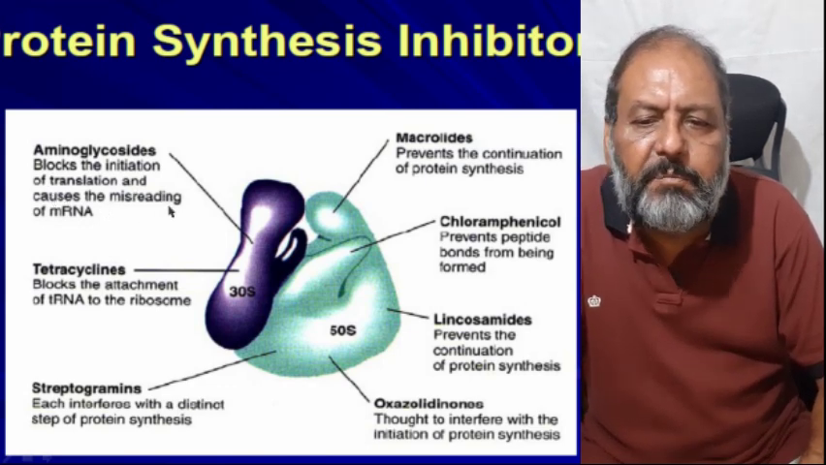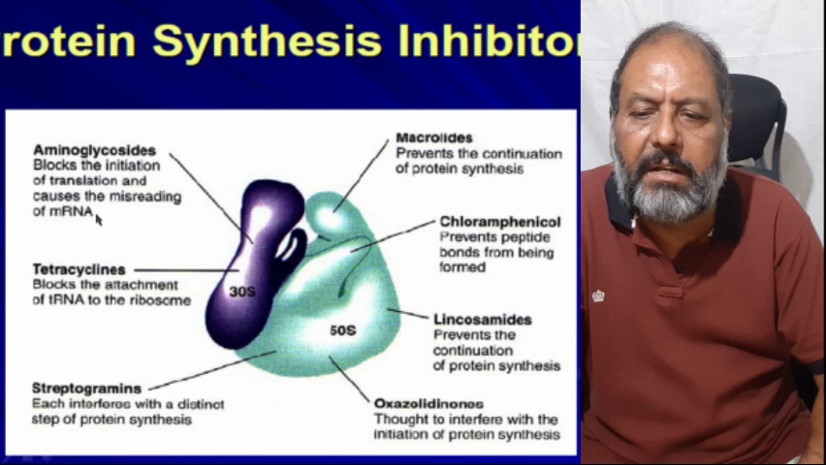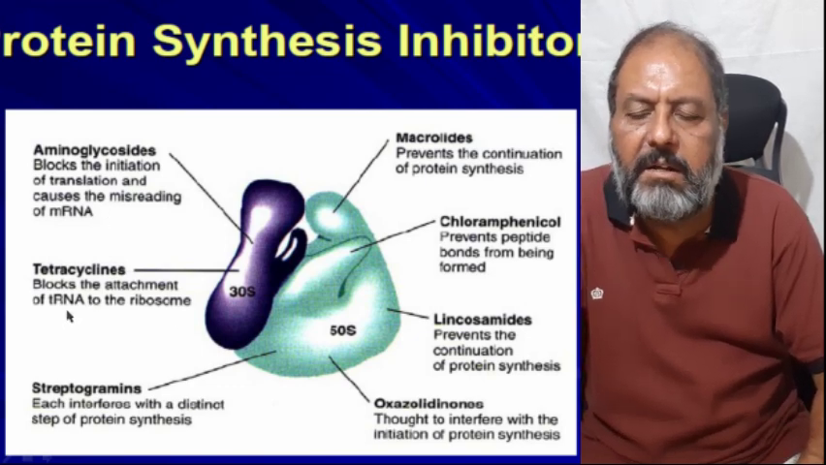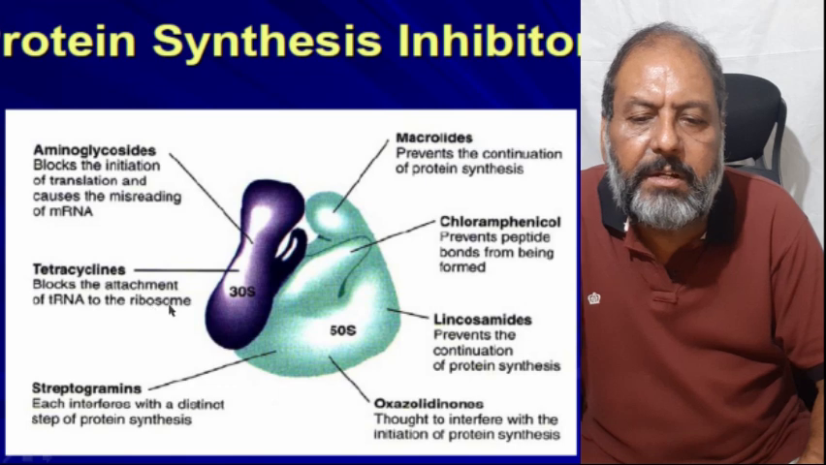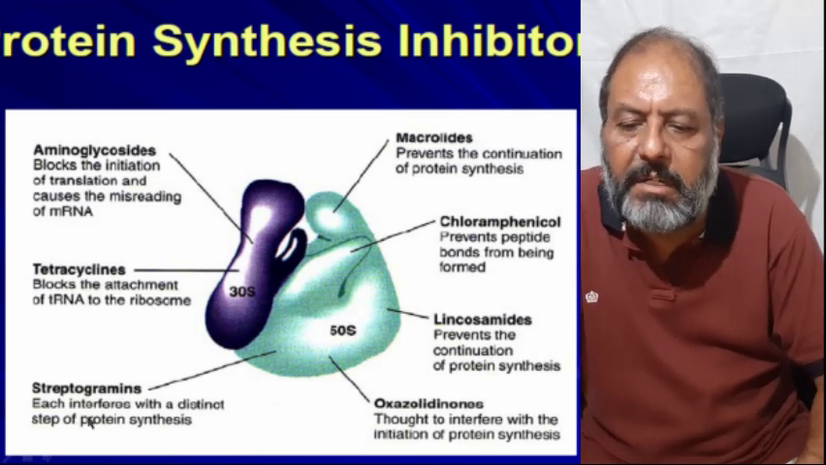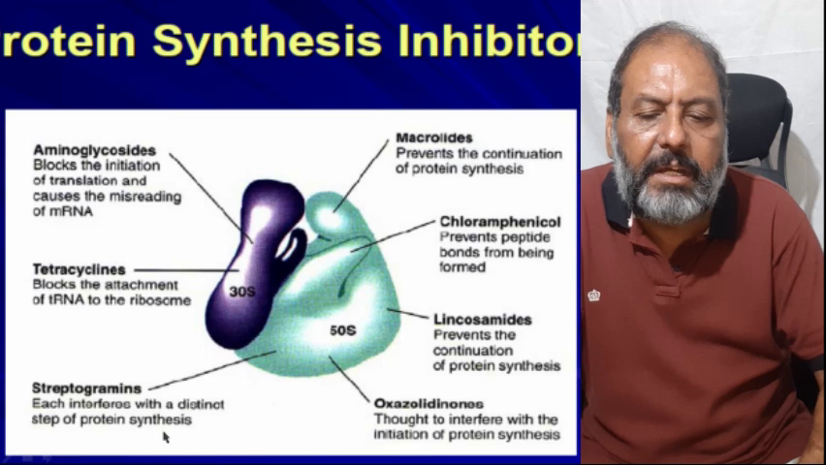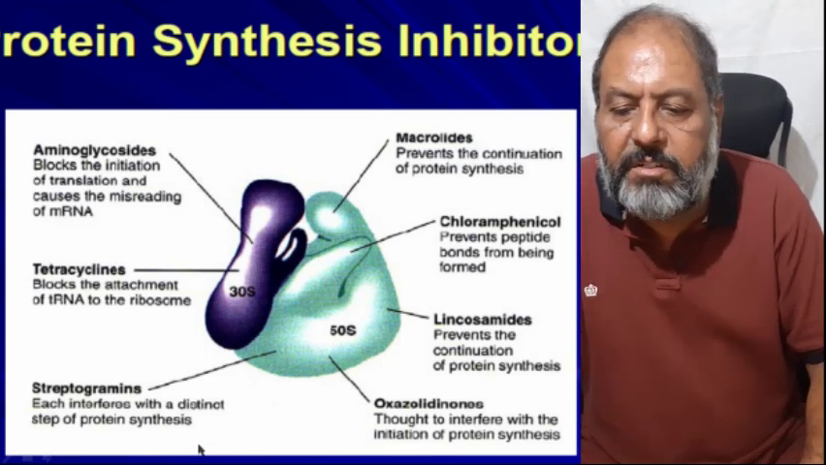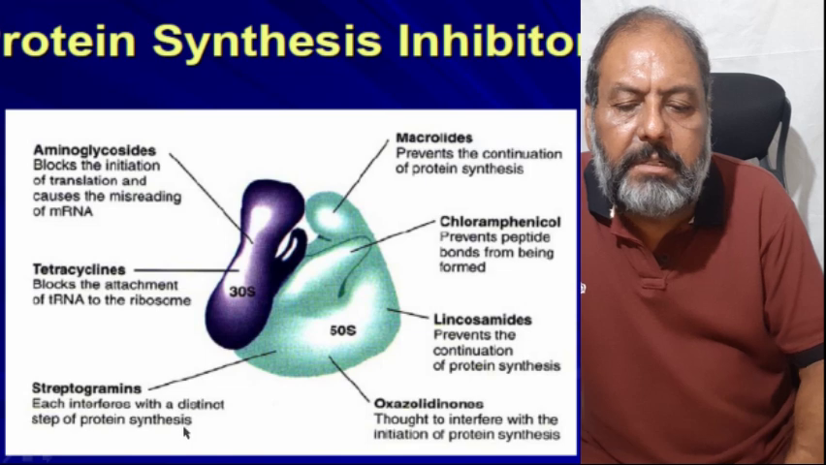causes the misreading of the messenger RNA. Tetracycline blocks the attachment of the tRNA to the ribosomes, as one can see. Streptogramins each interfere with the different steps of the protein synthesis.